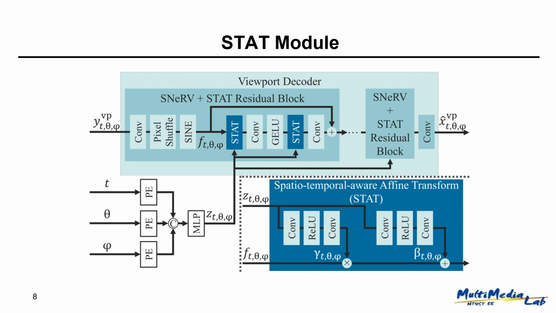Unlike traditional NeRV that relies solely on time t, NeRV360 depends heavily on the viewport. As shown on the bottom left, the combined time t, longitude theta, and latitude phi, and an MLP fuses this into a joint embedding factor Z. Factor Z then enters the STAT module. The network dynamically learns a scaling factor gamma and a translation factor beta. It then linearly modulates the main feature f using gamma times f plus beta. This enables the decoder to seamlessly handle viewpoint shift and image deformation.